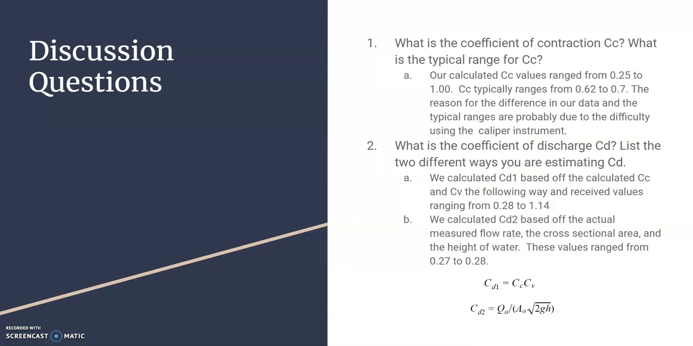caliper instrument. Number 2, what is the coefficient of discharge CD, and list the two different ways you are estimating CD. Below are the two equations used to calculate coefficient of discharge. The first way we used had a range from 0.28 to 1.14. This is to be expected, as the coefficient of contraction had a large range.